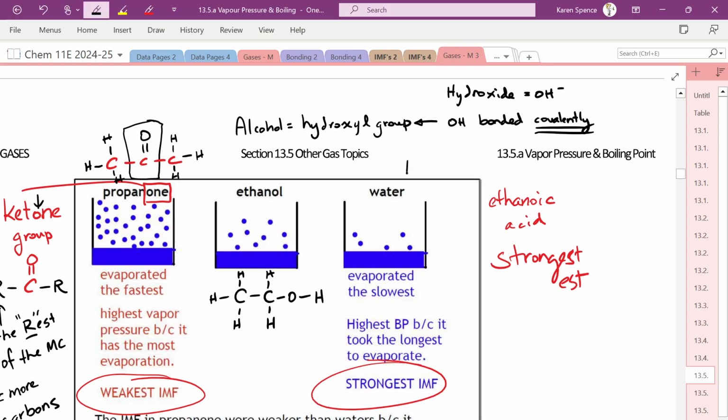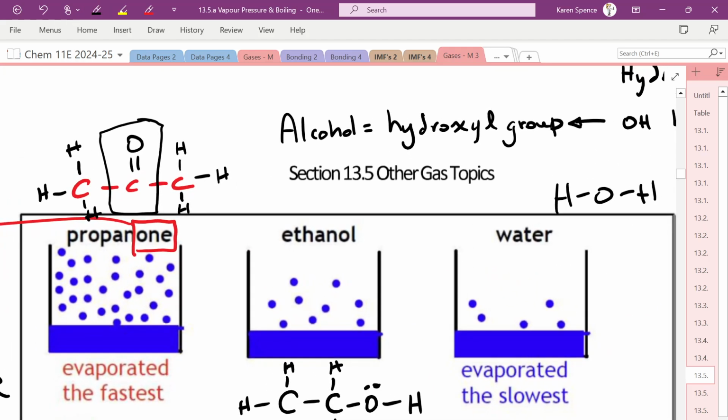And of course, water is H2O. Water, we have hydrogen bonding. Ethanol, we can have hydrogen bonding. Propanone, can we have hydrogen bonding? No, because the hydrogen is not attached to the O. So what kind of bonding, what kind of intermolecular forces would we have in propanone?